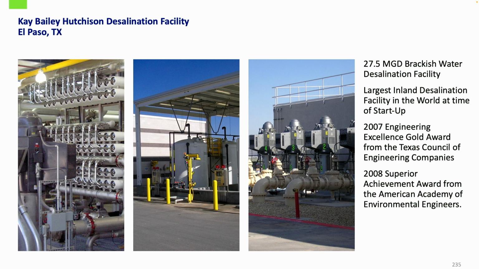And then a local project here is the K. Bailey Hutchinson facility, which I was personally involved in. So this facility, it really was brought on board because their freshwater wells were being depleted, and there were issues with taking water from the Rio Grande at different times of the year. So they went and they developed this project. It was a 27.5 million gallon a day plant, but the membranes themselves were producing 15 million gallons. So they were blending about 12.5 million gallons.